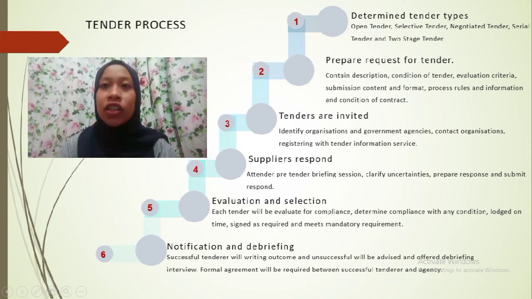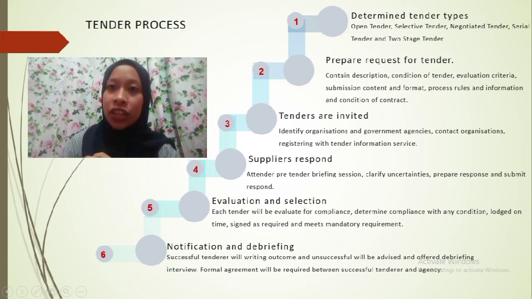The evaluation criteria outline how submissions will be assessed, and the submission content and format specify the length of submission, file format, presentation, and others. The process rules and information include the deadline of the submission, when and where it should be submitted, and the conditions of the contract, indicating the general or standard terms and conditions of the contract.